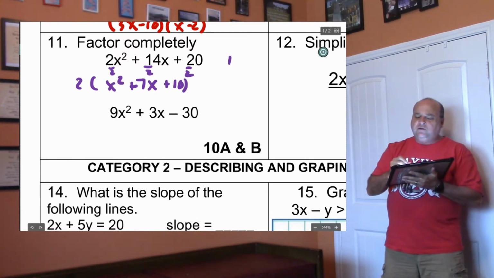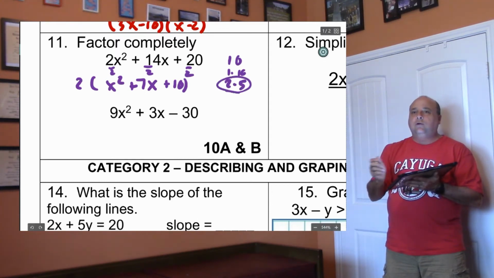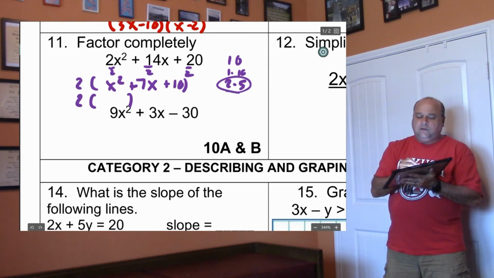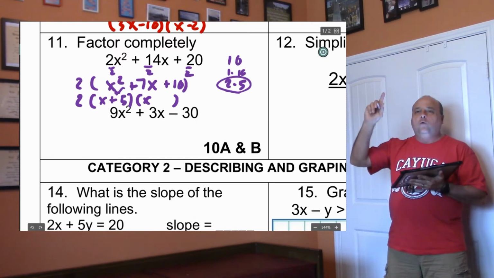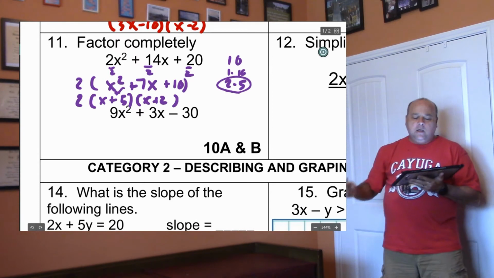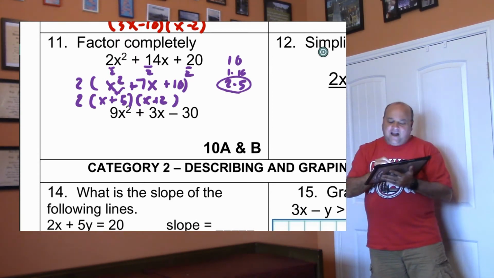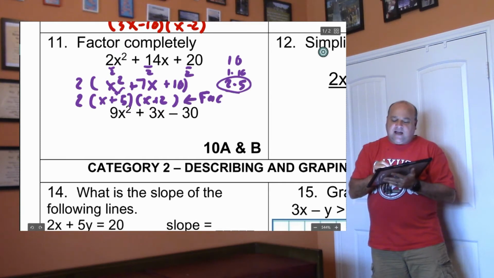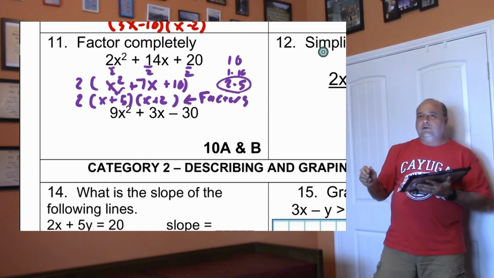I need the factors of 10 that add up to 7. The factors of 10 that add up to 7 are 2 and 5, aren't they? So I'm going to put 2 parentheses, x and x, drop my plus. My biggest factor is 5. What do I do to plus 5 to get plus 7? I need to add 2, don't I? So 2 times x plus 5 times x plus 2 are the factors. Remember, you're getting the factors, right? Those are the factors of 2x squared plus 14x plus 20.